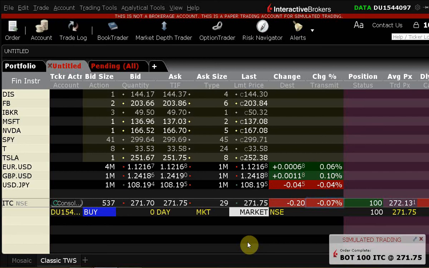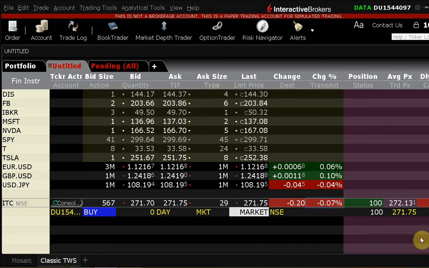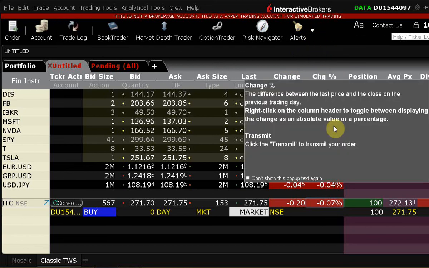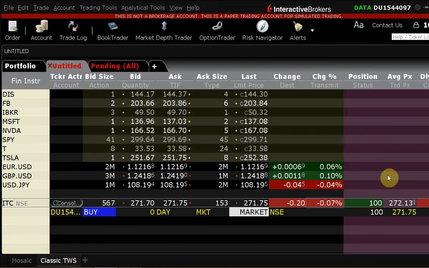Order partially filled. Yeah. Order filled. Okay, so this one at least went through quickly. If you want to reduce this, you can actually change this from the configuration.